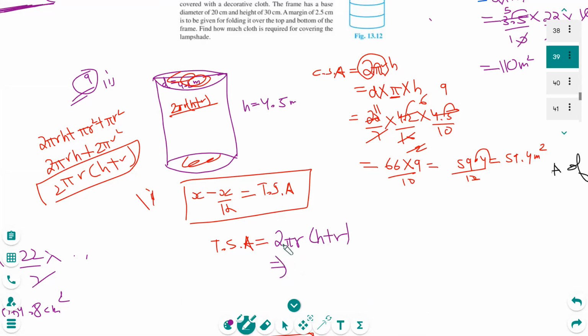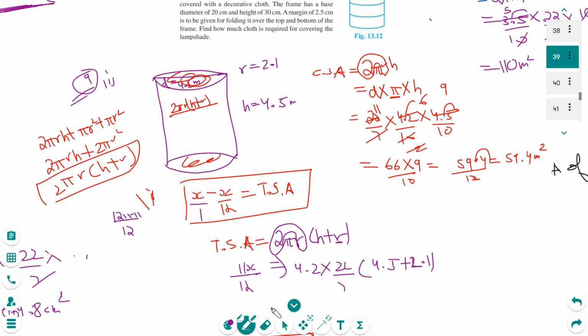2 pi r. I need to calculate r because I need to put it here. So the radius will be half of d. d is 4.2, so r will be 2.1. That will be 22/7, and h was 4.5 and r was 2.1. And this will be, if I take the LCM, 12x minus x, that is 11x by 12, isn't it? 11x by 12.